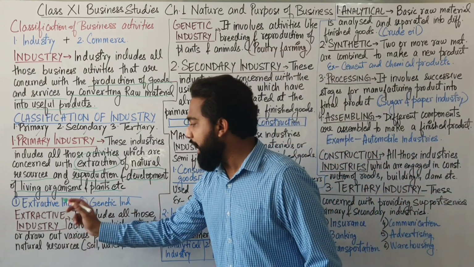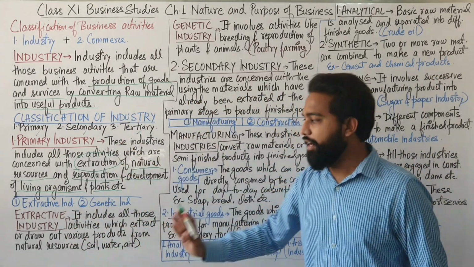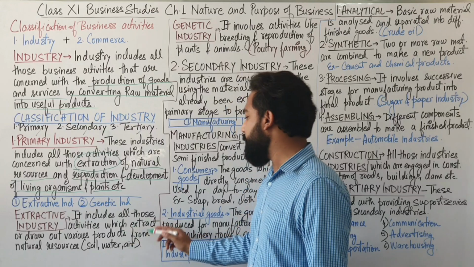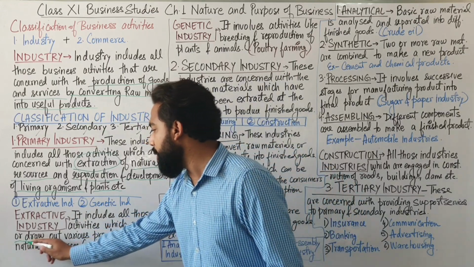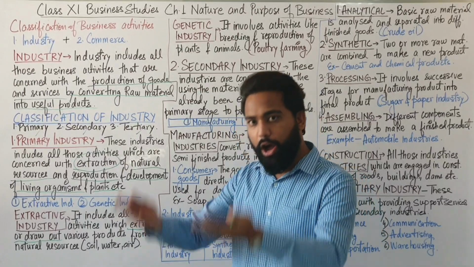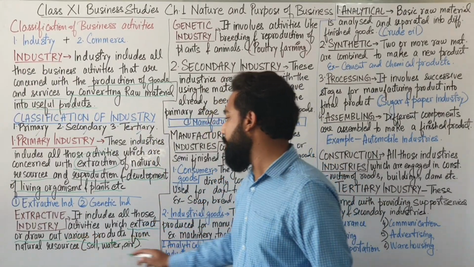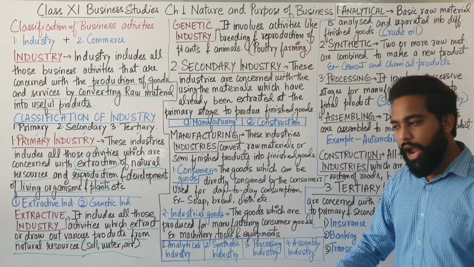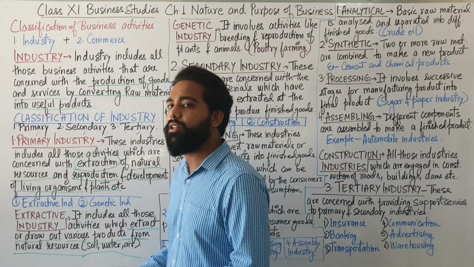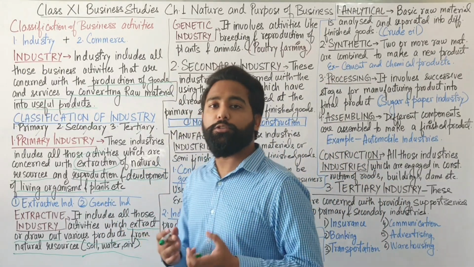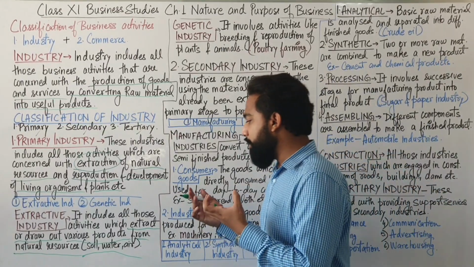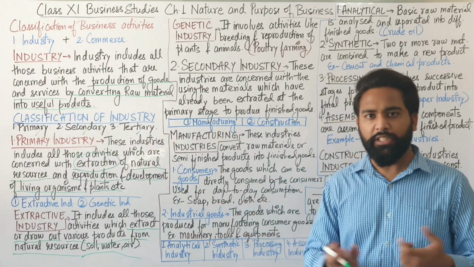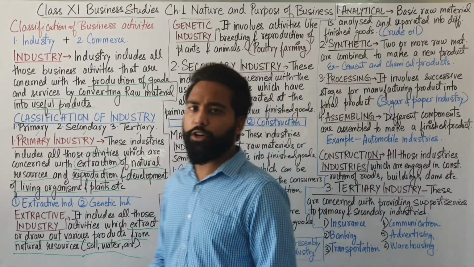Now, first one is extractive industry under the primary industry. Under the extractive industry, it includes all those activities which extract or draw out various products from natural resources like soil, water, and air. We extract or draw out all those important minerals, all those important products which provide the human being some sort of satisfaction, like coal mining. Is that clear? Extraction of resources from soil, water, or air.